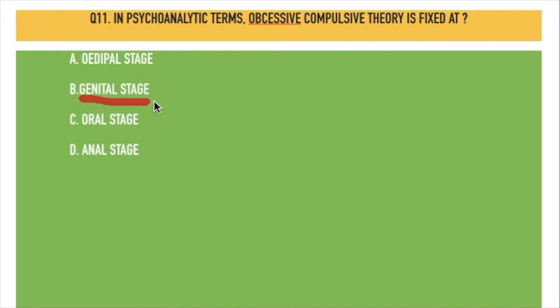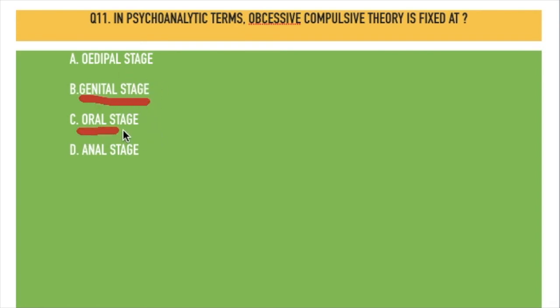In genital stage, if it is not developed properly, the patient will have unsatisfactory relationships, impotence, psychiatric impotence, that is inability to make offsprings or make children. So unsatisfactory relationship, impotence, premature ejaculation, that all in genital stage.